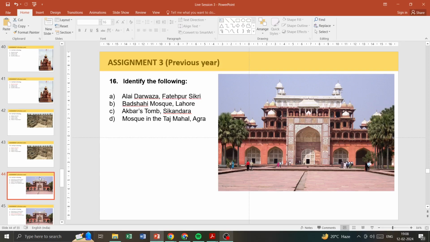Actually, there are different images of Akbar's tomb, so I am also getting a little confused over here, because there are different images that have been used over here. Just give me a few minutes.